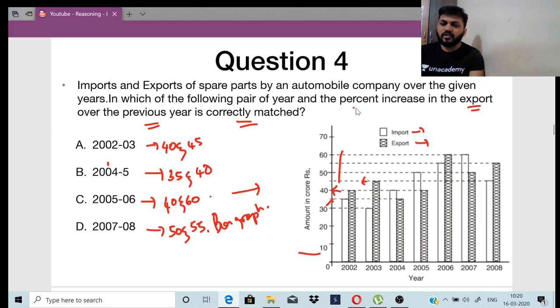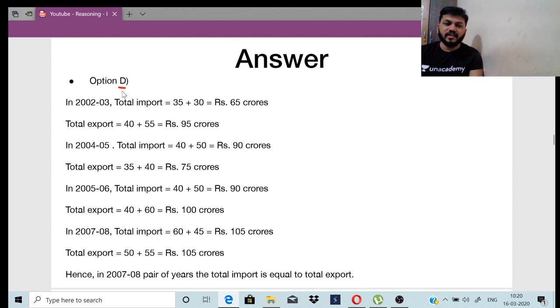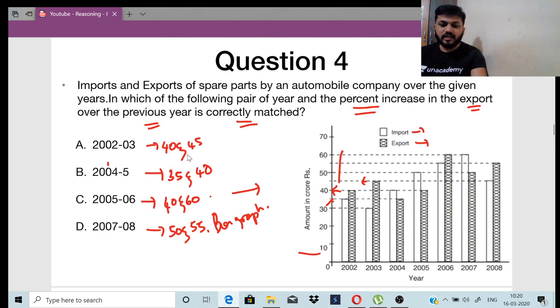They have asked to find out the percentage increase, मतलब एक साल से दूसरा साल कितना increase हुआ, that we have to find out. So the correct option is option D. Total import in 2002 to 2003 is 30 and 35.